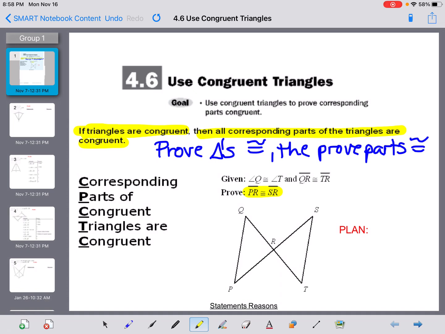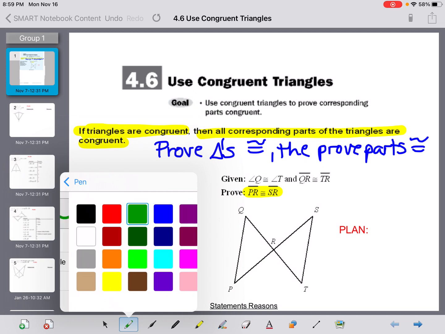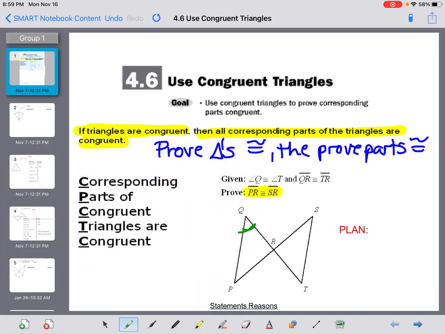Mark up those pictures, and once again, I'll go way back to the very first day we talked about marking up pictures. Mark your givens. Never, ever, ever mark your prove. Only mark your givens. So we're going to go ahead and make this plan. Let's mark our givens here. We have angle Q is congruent to angle T, so they both get the same markings. And QR right here is congruent to TR. So we're going to mark what we have.